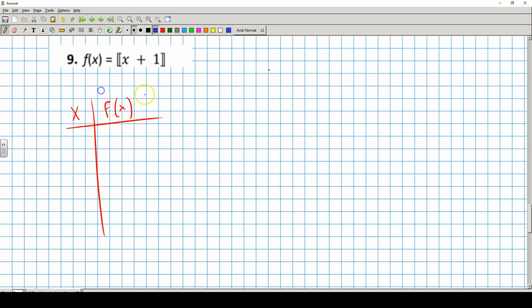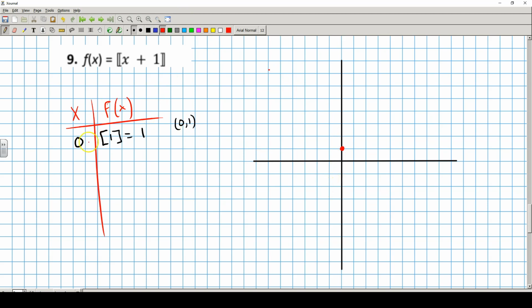Let me make some graph paper here. So let's say we have an x and a y. And let's just plug in anything. Let's just plug in a 0. Then I would have the greatest integer that is less than or equal to 0 plus 1, or 1. This would round down to just 1. So I would have the point (0, 1) on my graph. I'd have a closed circle there.